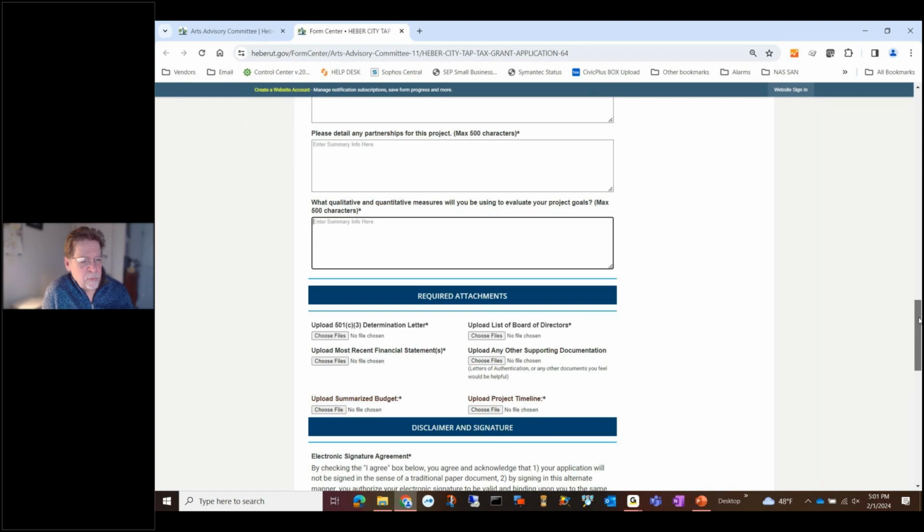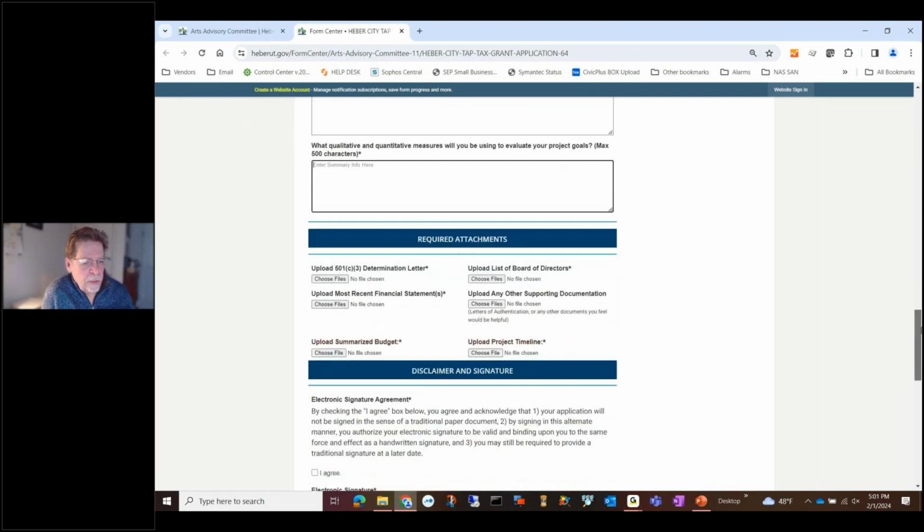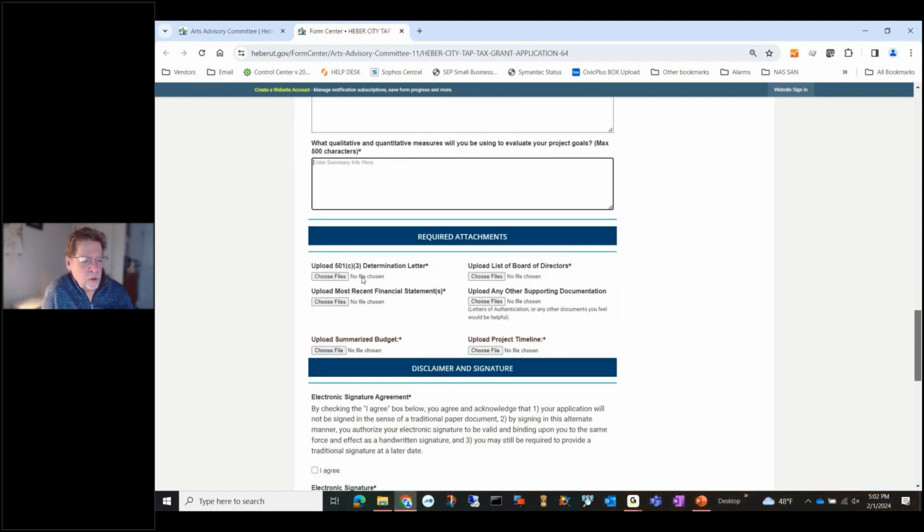Let's go through the attachments. These are required. We need a determination letter from the authority having jurisdiction, which is either the state of Utah or the U.S. federal government. We're looking for recent financial statements, meaning certainly within the last quarter, probably for the definition of that, certainly within the last year.